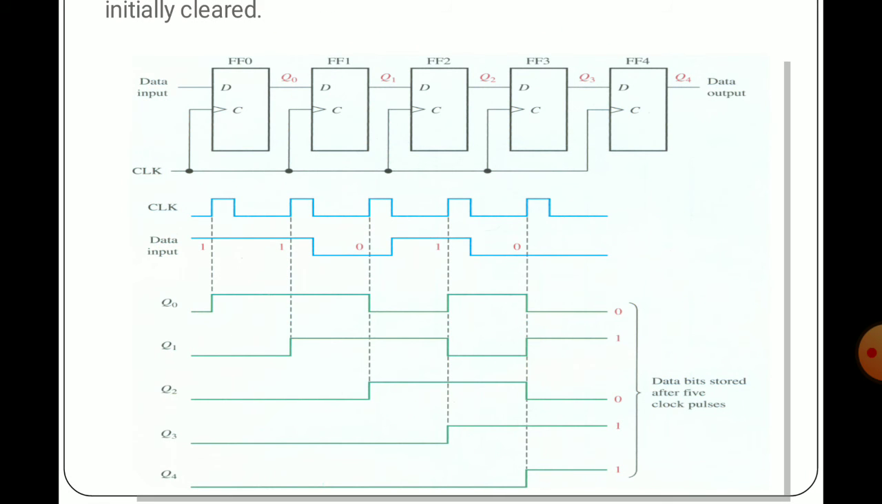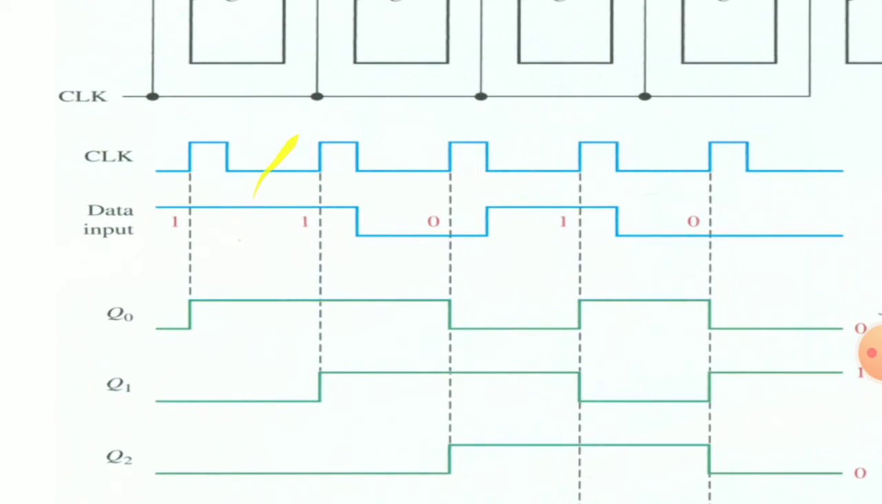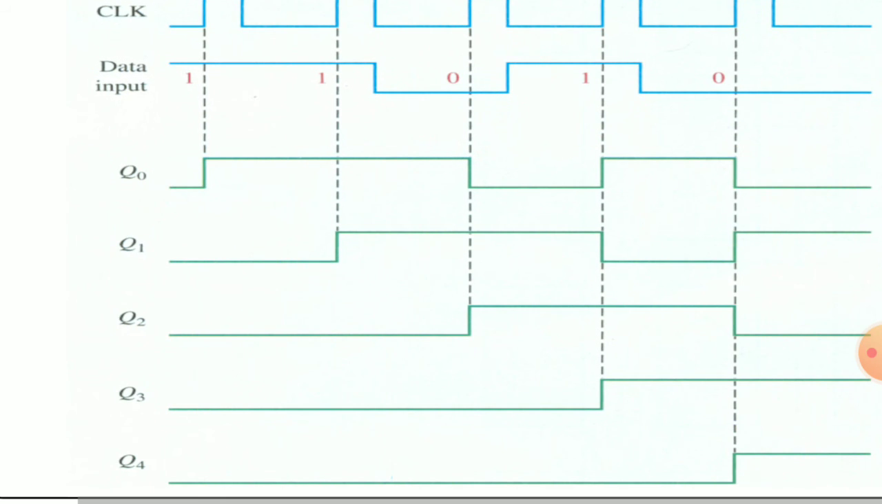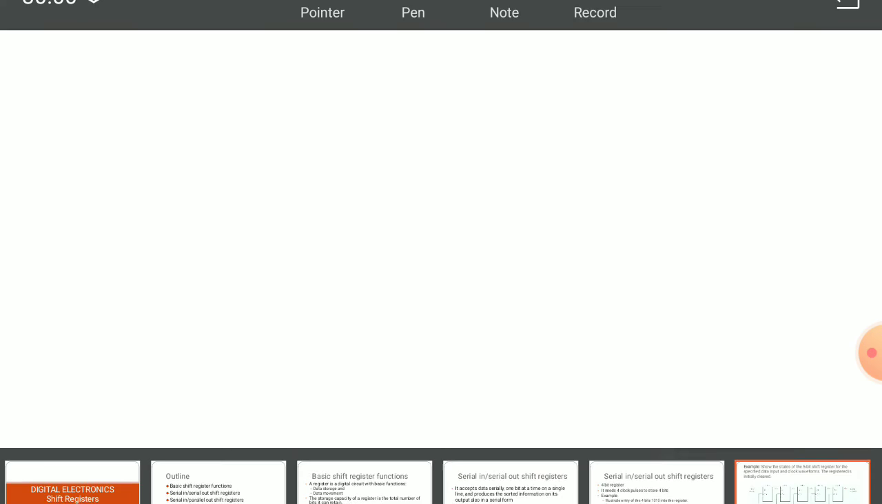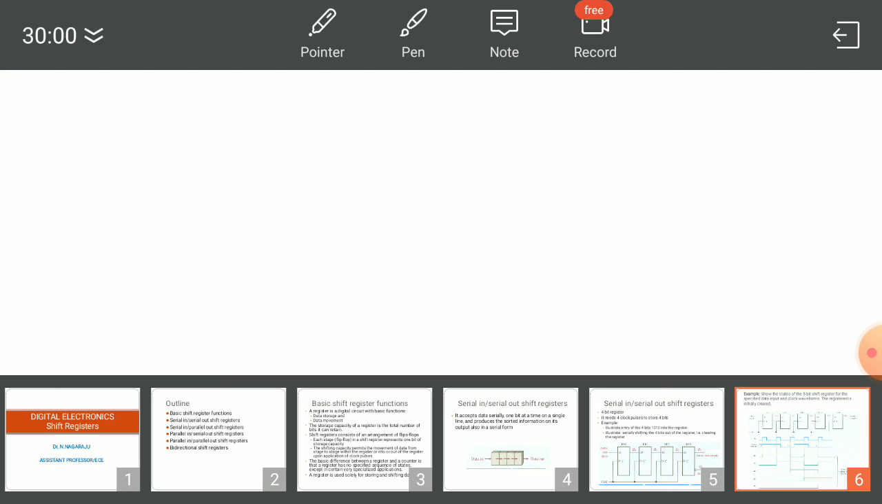Actually, see the diagram. So Q0 is 1, but what are the remaining ones? Zeros only. See at that instant, all are 0. But here only Q0 indicates what? That is 1, logic 1, right? Q0 indicates logic 1.